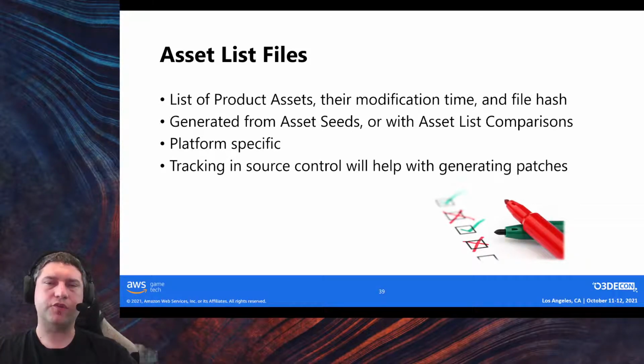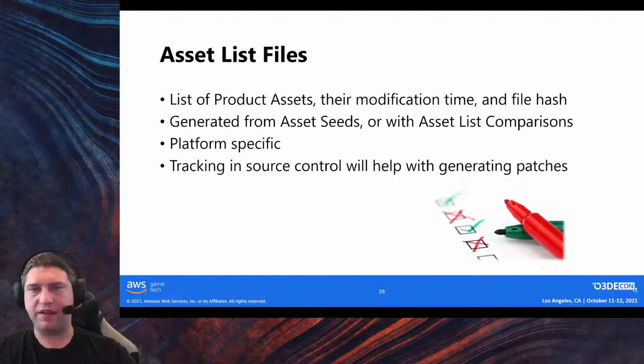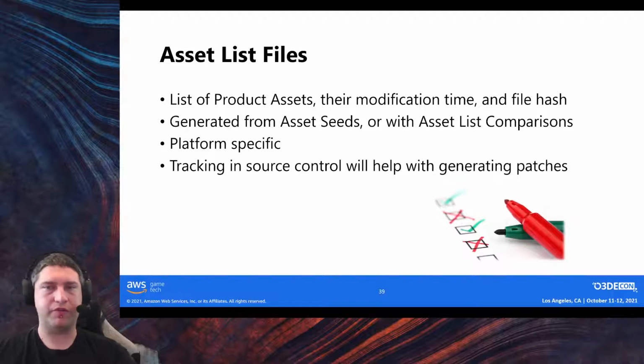You'll want to track these in source control as well. That way you can generate patches later. You likely, if you're generating a patch a month after your initial release, you don't have a complete copy of your project when you did the initial release. But if you have that asset list file that has the file modification times and file hashes for content, then the asset bundler can help you generate that difference and create just the patched content.